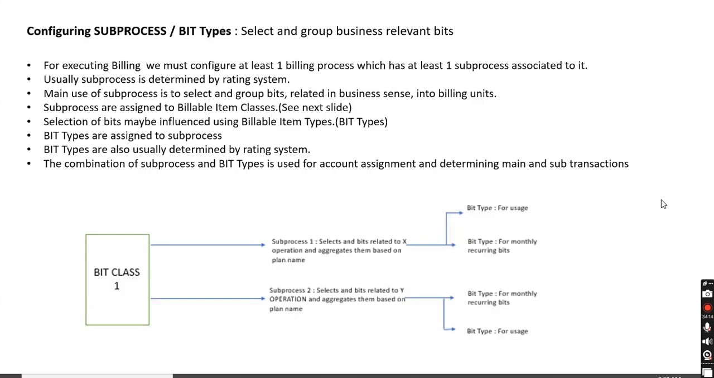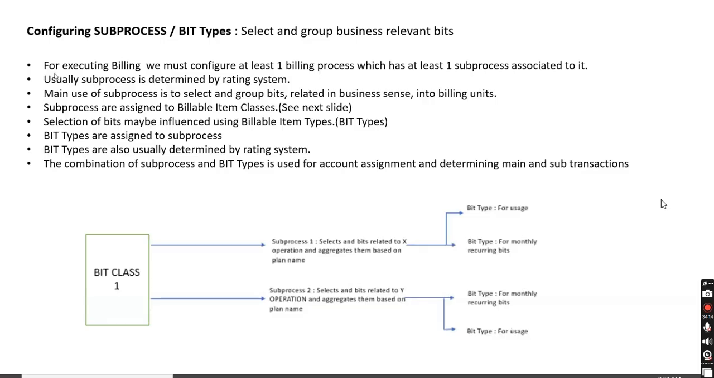Now say I have different plans: gold plan, silver plan, and platinum plan. All the gold plan bits I'll group into one sub process, and all the silver plan bits into another sub process. Like that it will form different sub processes. Within that there can be usage bits or recurring bits. These are the usage and recurring bits for operation X, and these are the usage and recurring bits for operation Y.